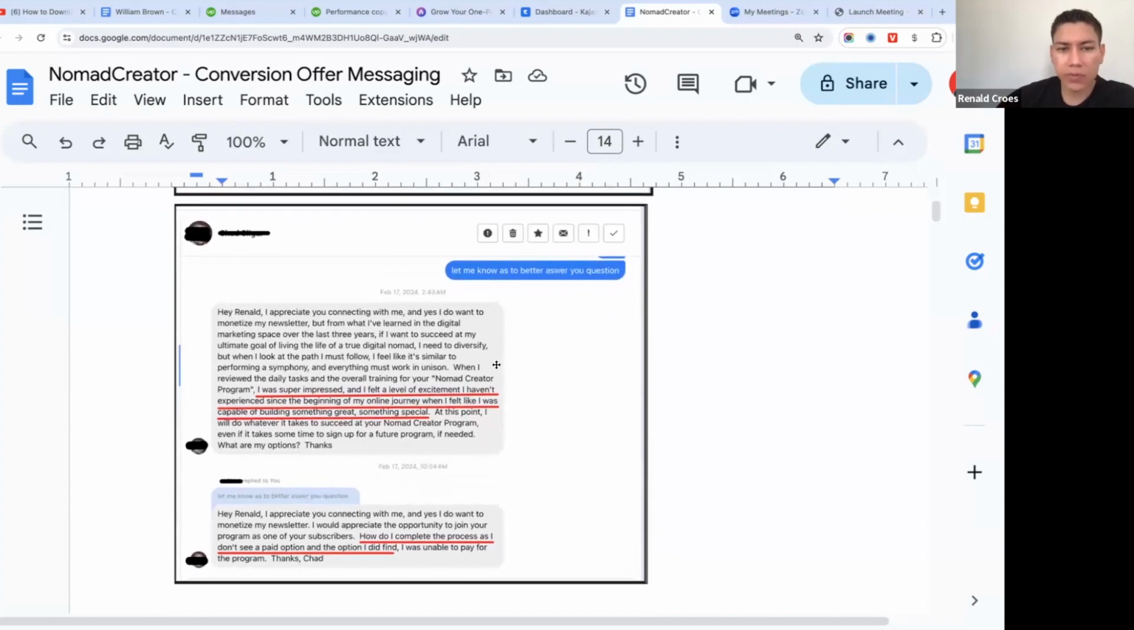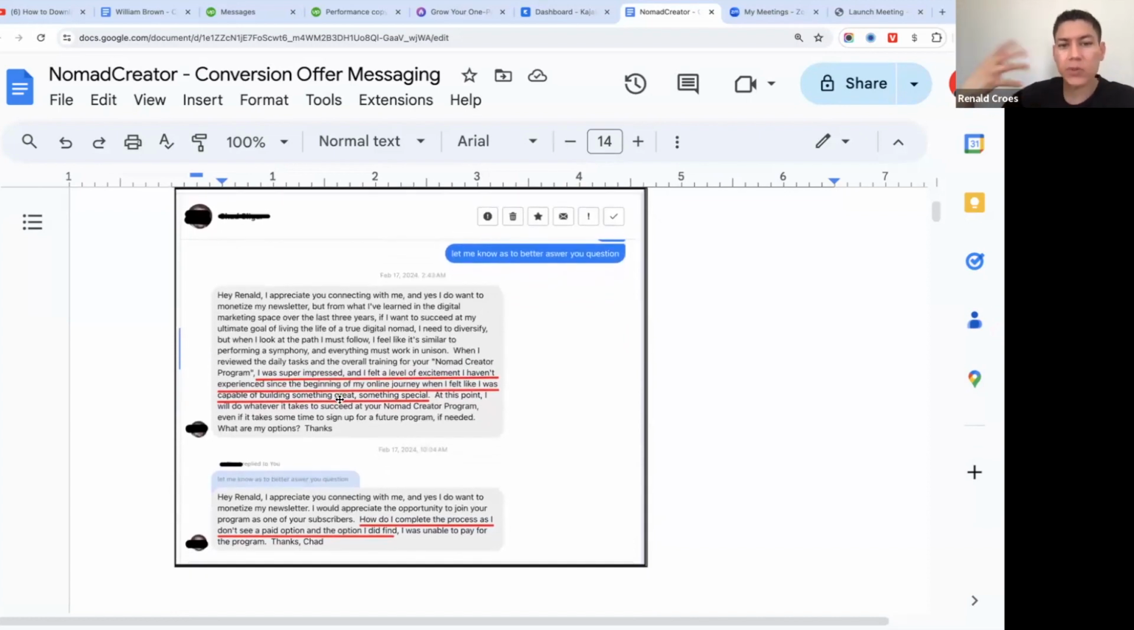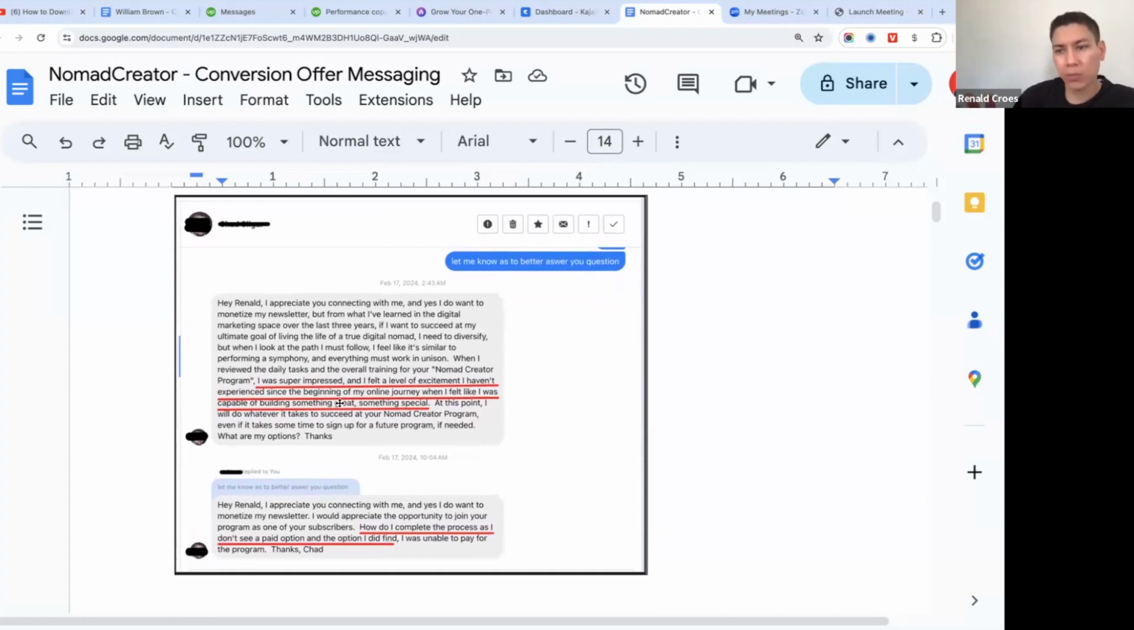Here's another one that I posted, but not on social media. I posted it within the newsletter, sending an email, but with the same angle. From here, the person said, "I was super impressed and felt a level of excitement I haven't experienced since the beginning of my journey. I felt like I was capable of building something great."